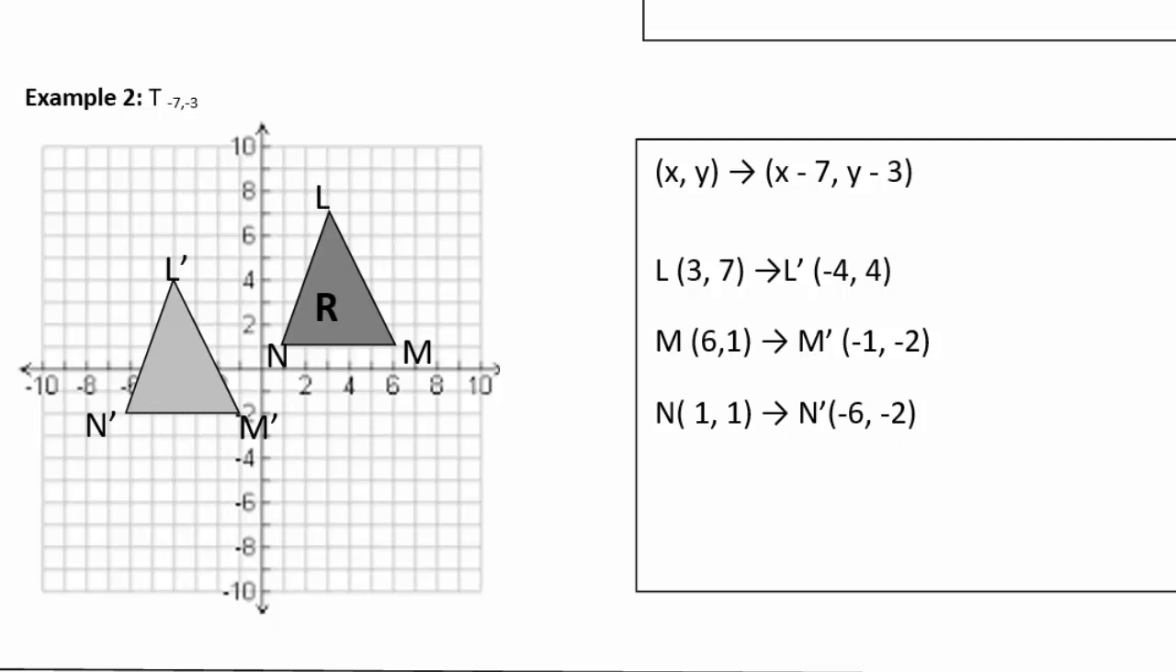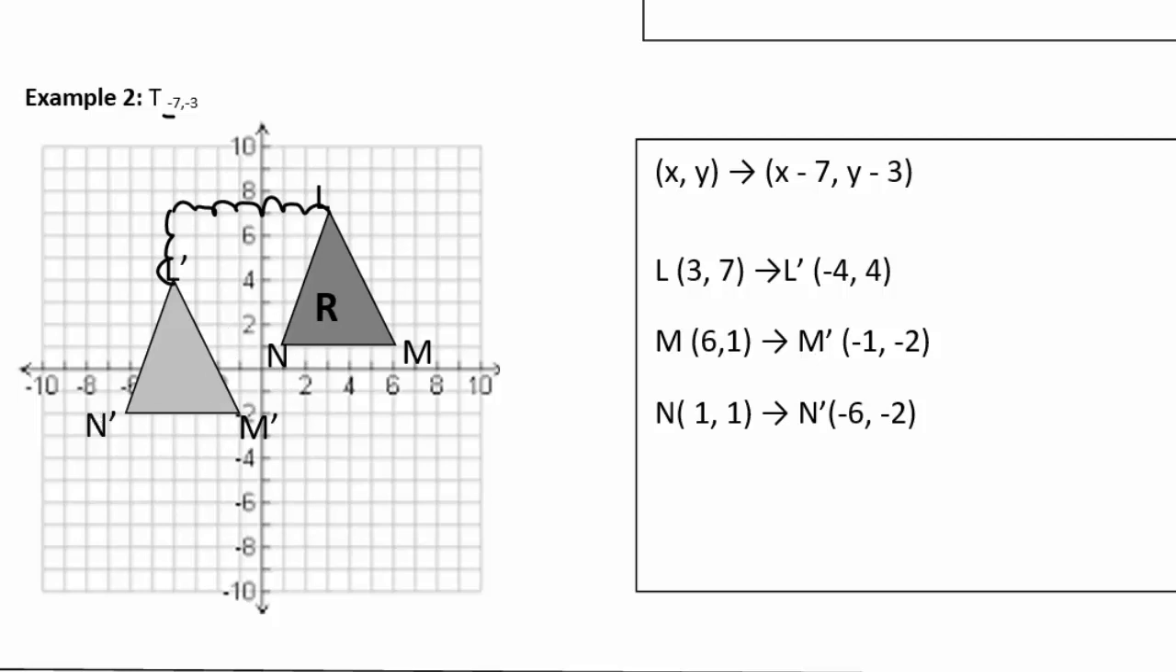And we can check that by making sure that we can count that it goes to the left 7 and back 7 for the horizontal movement towards the negatives. 1, 2, 3, 4, 5, 6, 7 for this first movement, and then down 3, 1, 2, 3. And we could check that with each point, but I'm not going to for sake of time, but you can check each of them.